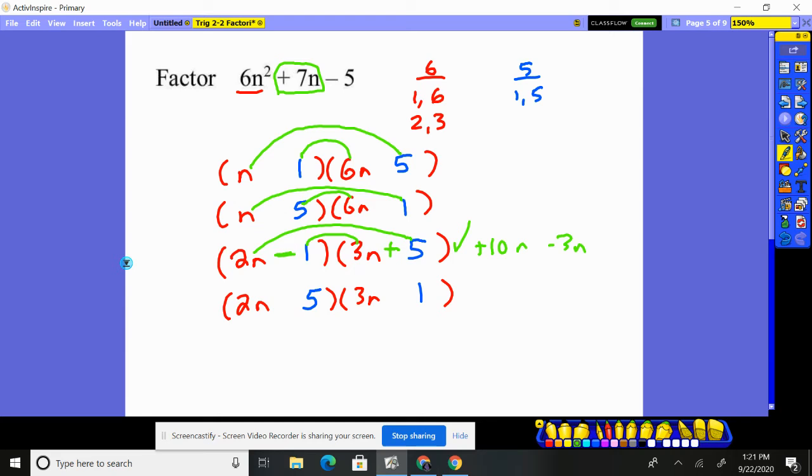I simply realize, hey, I have a 3n and a 10n. I needed the 10n to be positive, so I know I put the positive here. So 2n times 5 is positive 10n. And then this would be a minus right here so that you have minus 3n. And that's what it factors to.